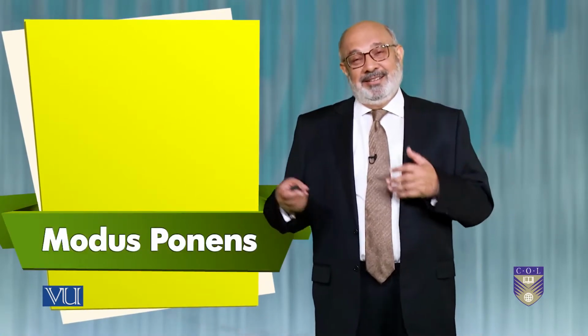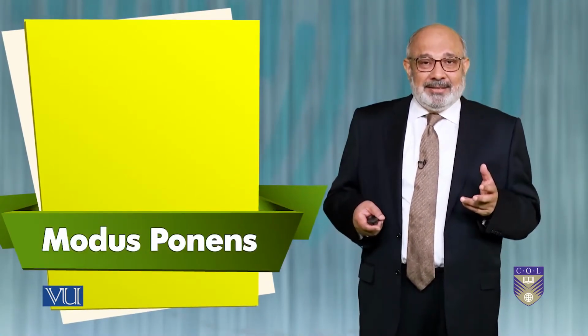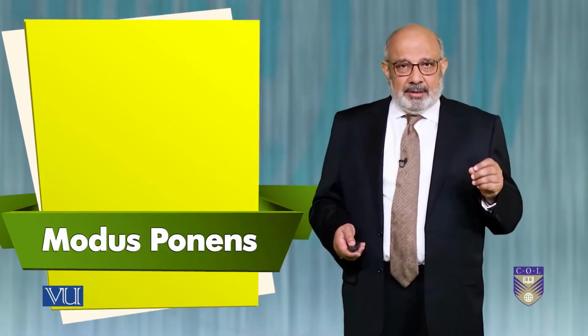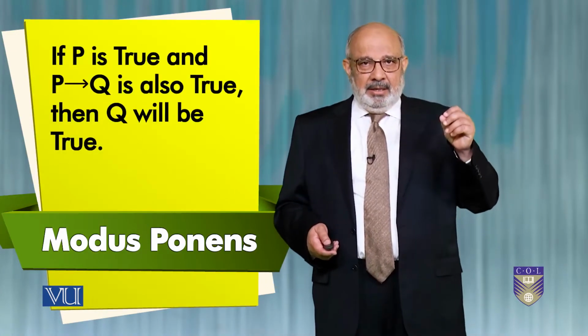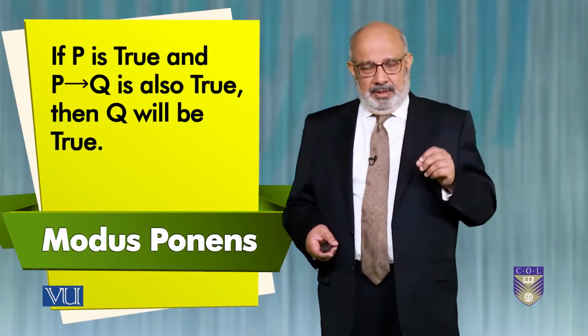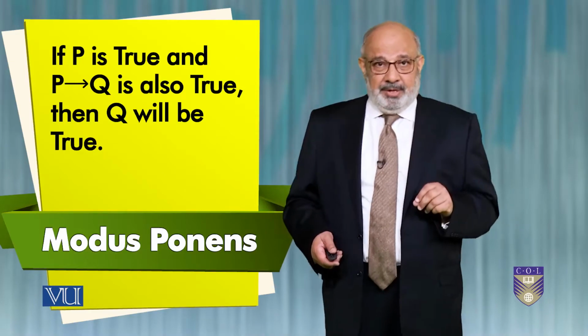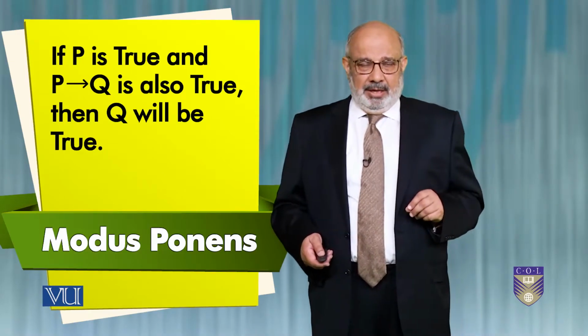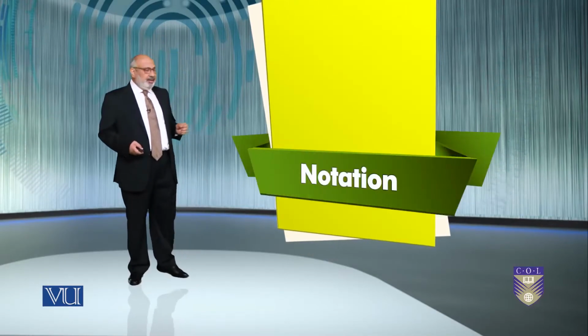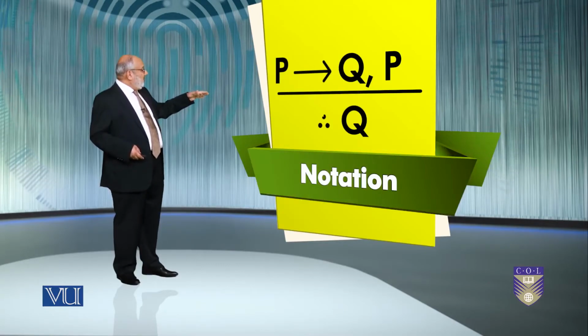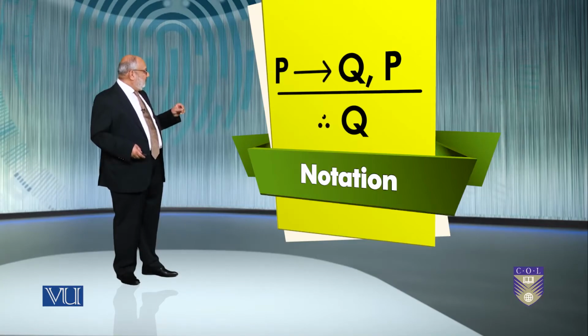Modus ponens, that's an old name, just remember this. Modus ponens is one of the most important rules of inference, and it states that if P is true, and P implies Q is true, then we can infer that Q will always be true. Q must be true, and there's a certain representation for that. Okay, if you look at the diagram as well, P implies Q, and P, therefore Q is also true.